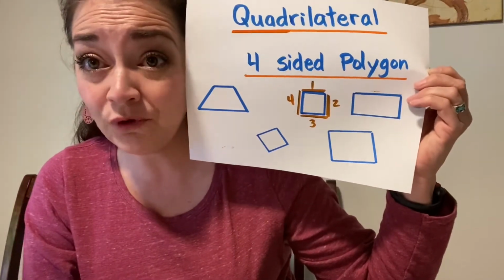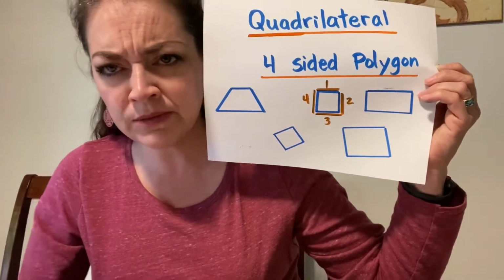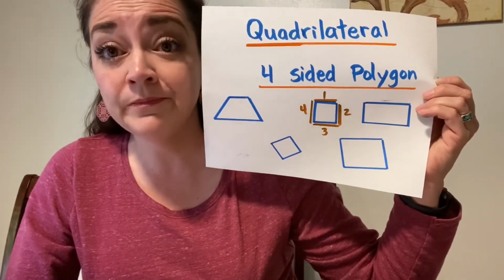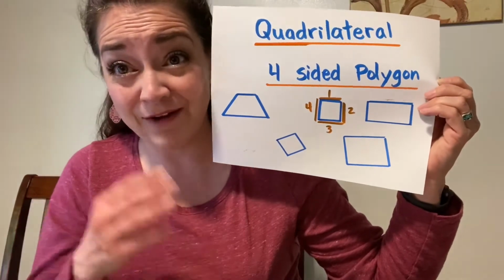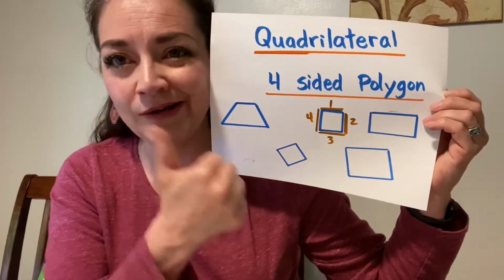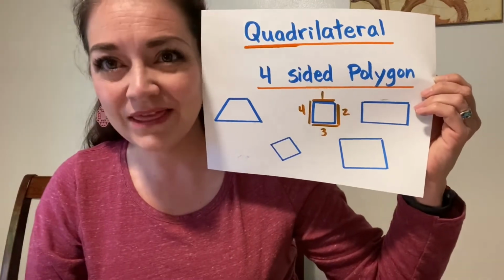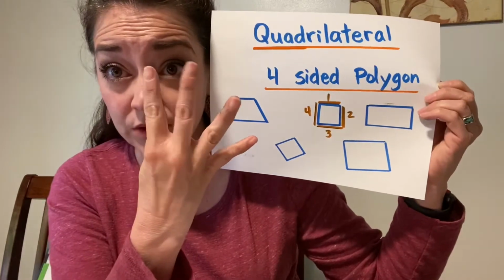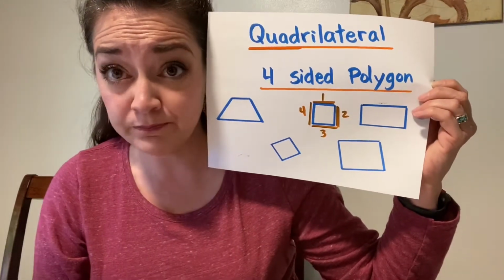What? They all have 4 sides? Well, how come, Miss James, there's not a triangle in there? That's a polygon. It is a polygon, but does it have 4 sides? Nope, triangles have 3 sides. They're in another category. These are examples of quadrilaterals, 4 sides, 1, 2, 3, 4. Okay? That's one way of classifying 2-dimensional shapes.